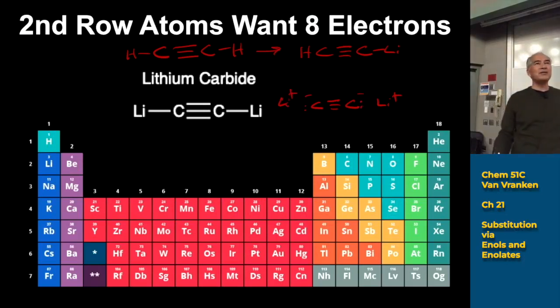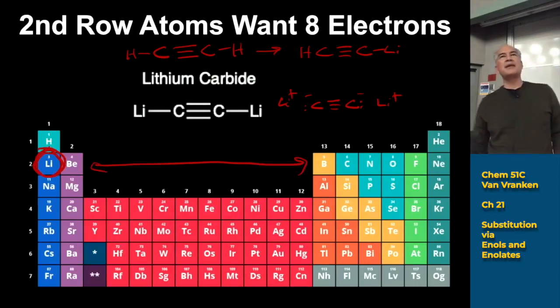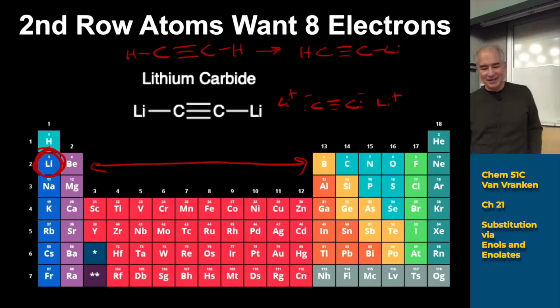But I want to point out to you that lithium is right here in the periodic table. And the importance of that is that it is in the second row, just like carbon, just like nitrogen, just like oxygen, just like fluorine. And if it is a second row atom, then that means lithium wants to satisfy the octet rule. Lithium wants 8 electrons, just like carbon desperately wants 8 electrons, just like oxygen wants 8 electrons.